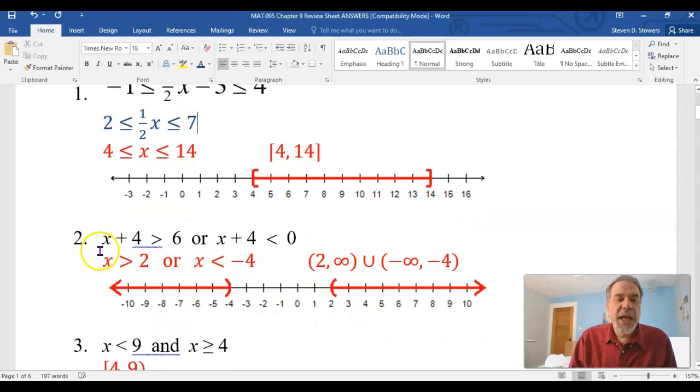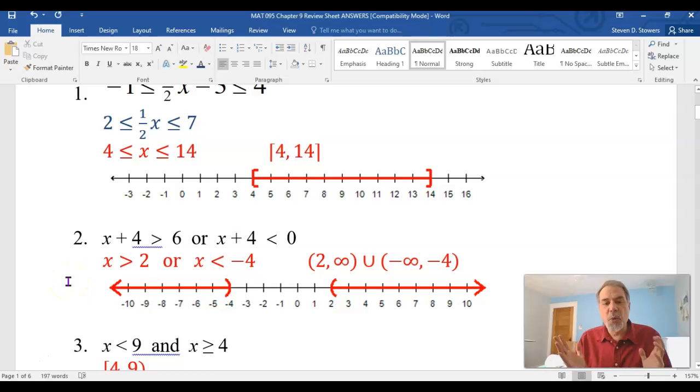Number 2, x plus 4 is greater than 6, or x plus 4 is less than 0. So in each part, we want to get x by itself. If I subtract 4 on both sides, here I get x is greater than 6 minus 4, which is 2. Here I get x is less than 0 minus 4, which is negative 4. So it says x is greater than 2, or x is less than negative 4.